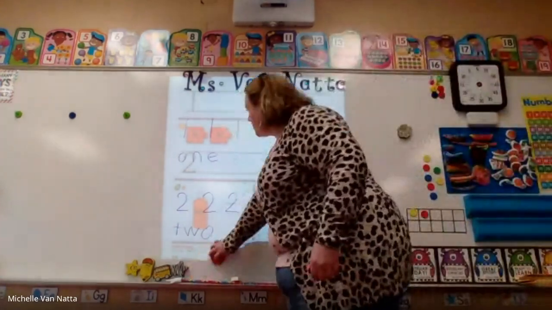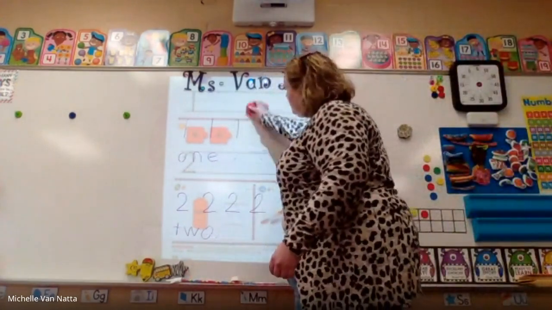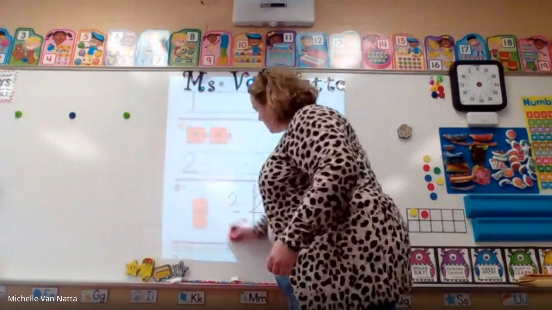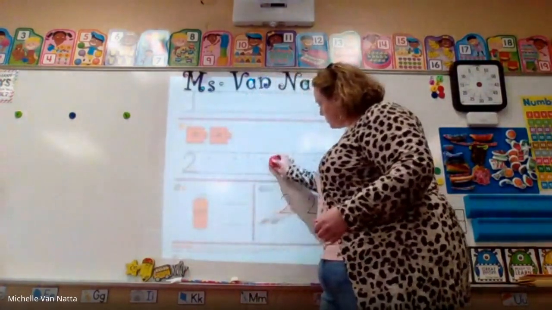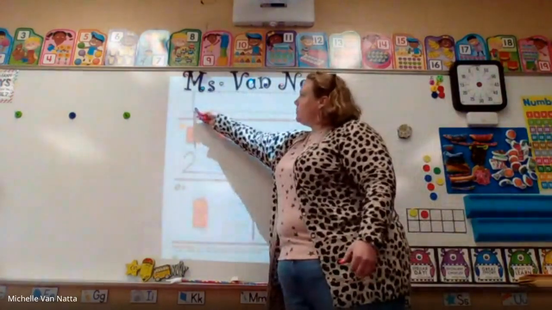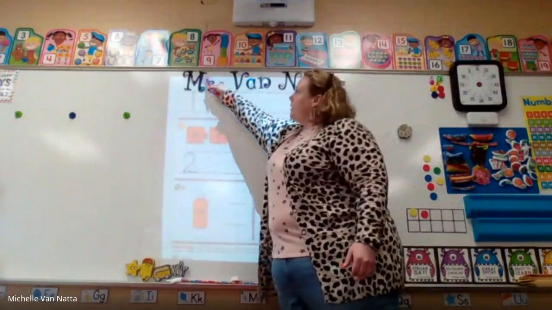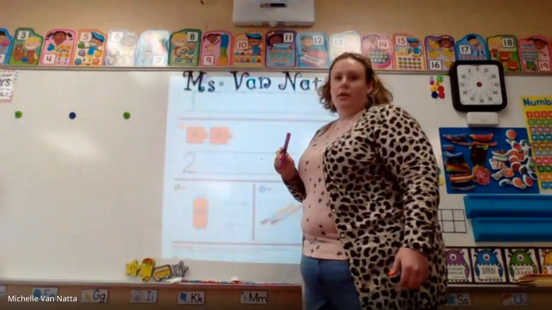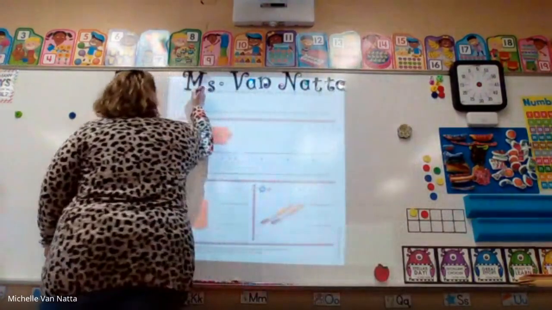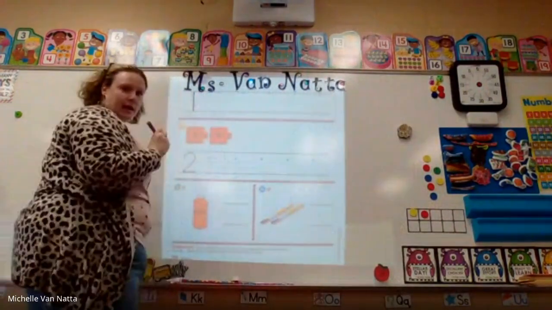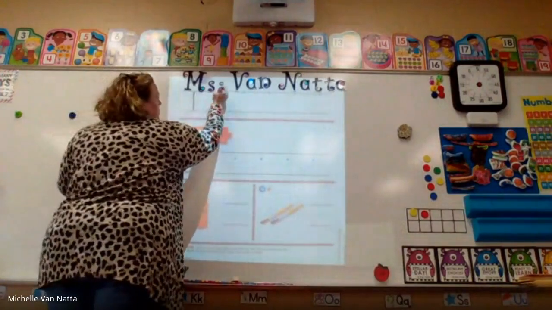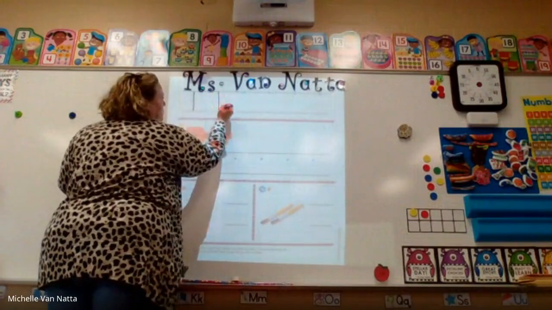Okay, let's erase what we wrote. See all our 1s and 2s? Okay, so what is this number right here? How many counters do we see? Okay, we see 1 counter, so that means it's the number 1. Okay, so let's practice. Remember, you start on the blue dot, straight line down.